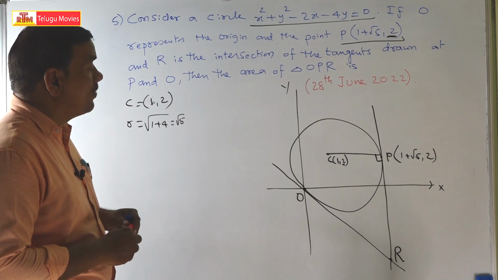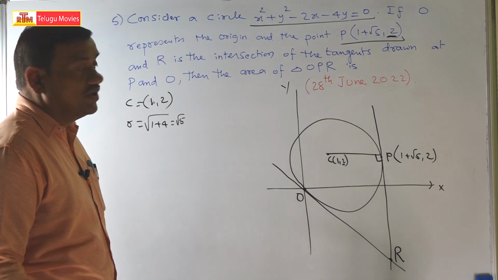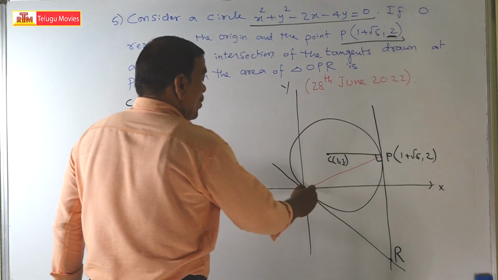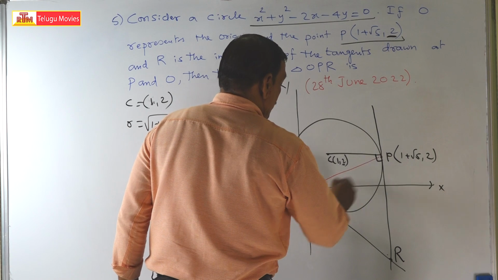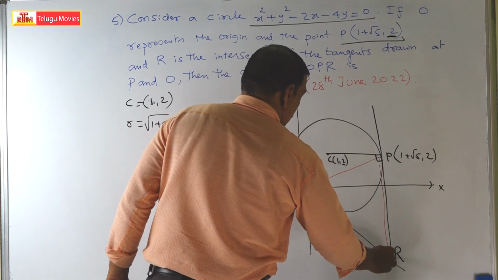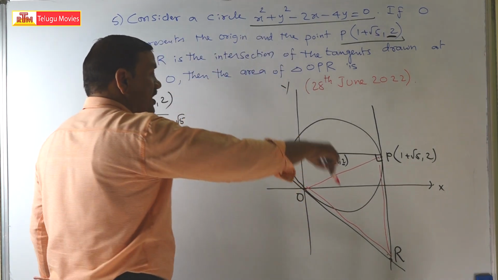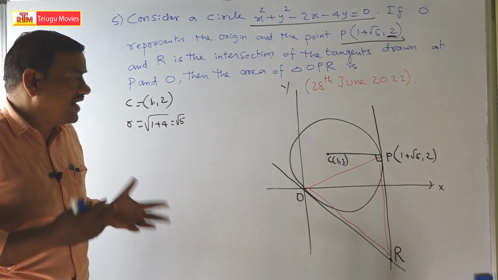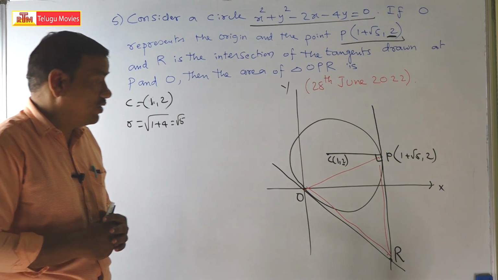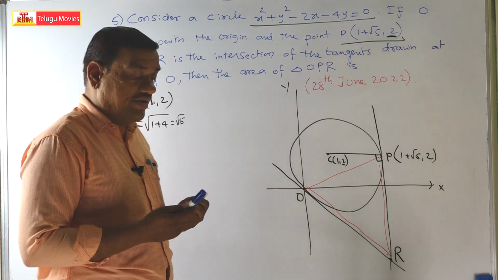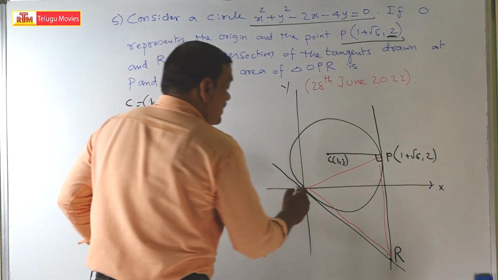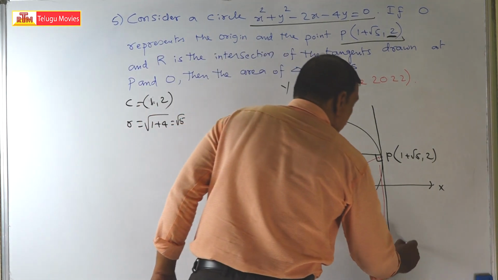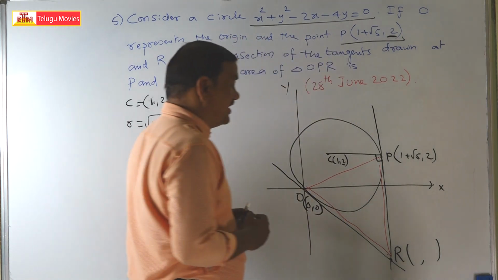Now you have to find out the area of the triangle OPR. Where is OPR? So this is OPR. This is the triangle required. This triangle's area you have to find out. So to find the area of the triangle, we can take half into base into height, whatever may be that. Otherwise, use all three vertices. First thing, this vertex you know, 0, 0. What about the vertex R?